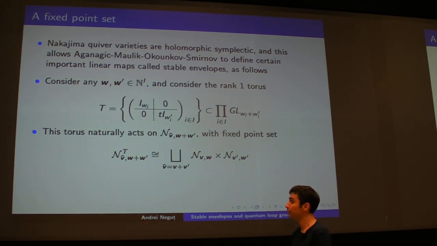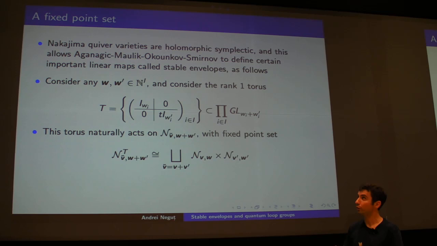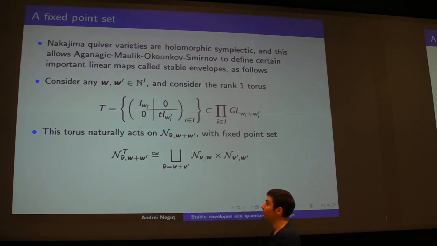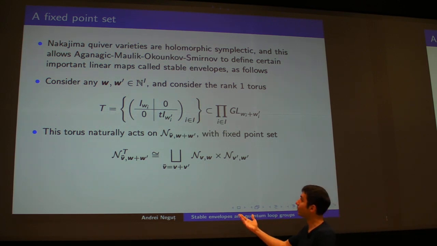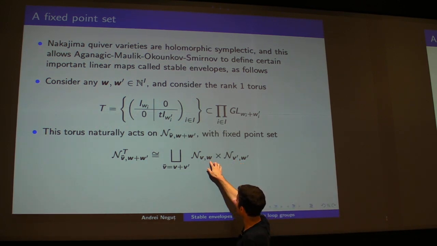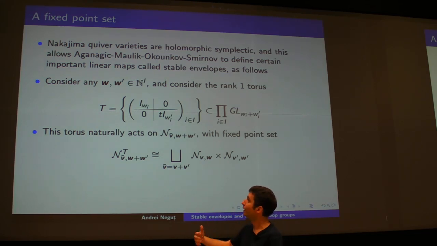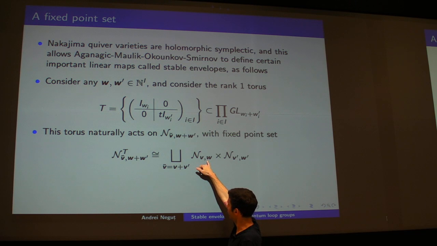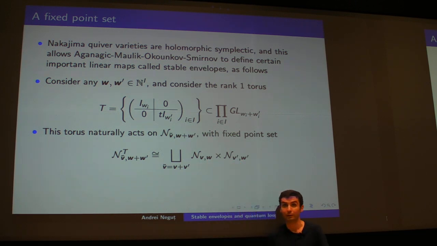rank one torus. So you have a rank one torus which acts on N with framing vector W plus W prime, and you can ask, what is the fixed point set of this action? And it so happens that the fixed point set of this action is a product of quiver varieties for smaller framing vectors. So in other words, taking the fixed point set of this action, it breaks a framing vector space W plus W prime into a product of a quiver variety for framing vector W times a quiver variety for framing vector W prime.